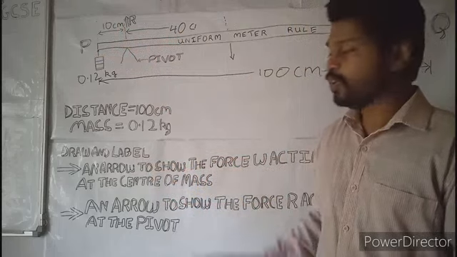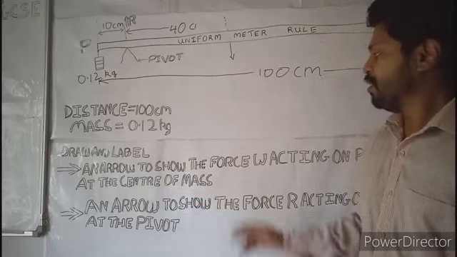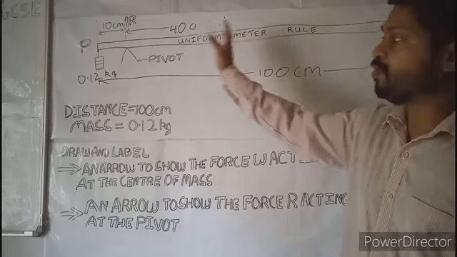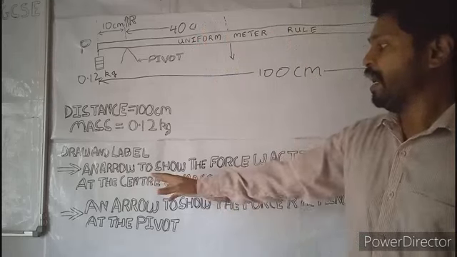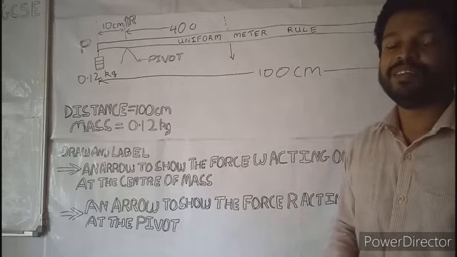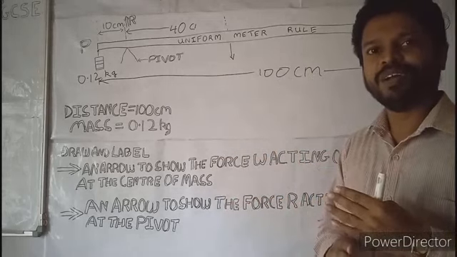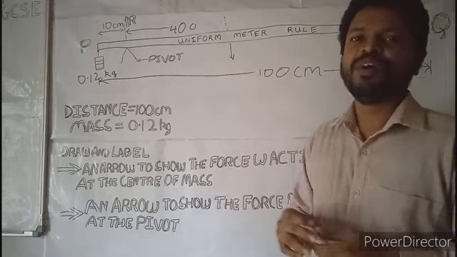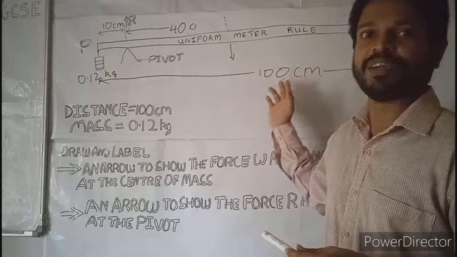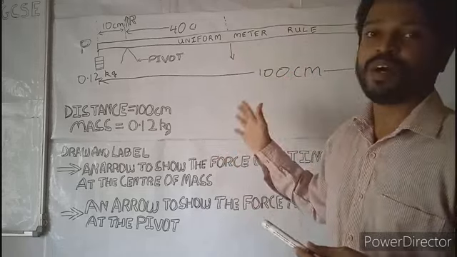Firstly, what you need to find out is to draw and label an arrow to show the force acting on the uniform rule PQ at the center of mass. What is the center of mass? If the total distance of the uniform rule is 100, the center of mass would be half of the distance. What is half of 100? 50.